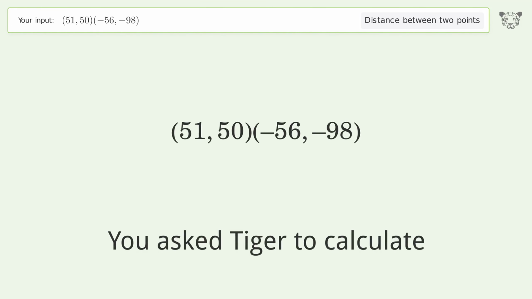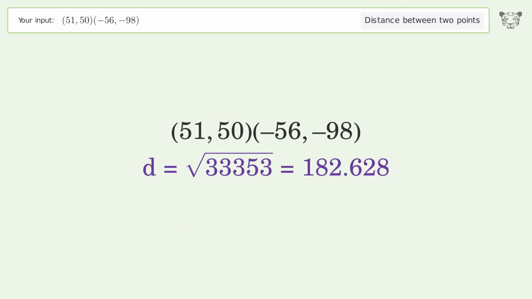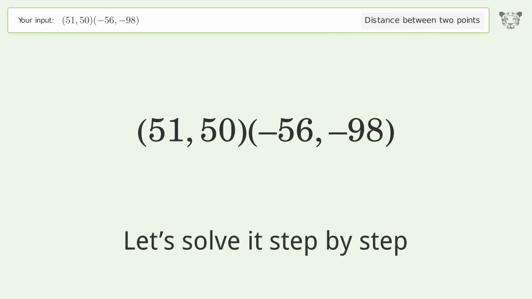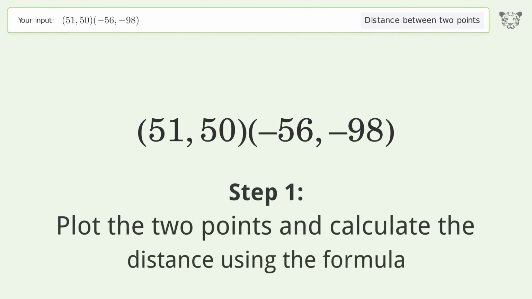You ask Tiger to calculate. This deals with the distance between 2 points. The distance between the 2 points is the square root of 33,353, or 182.628. Let's solve it step by step. Plot the 2 points and calculate the distance using the formula.